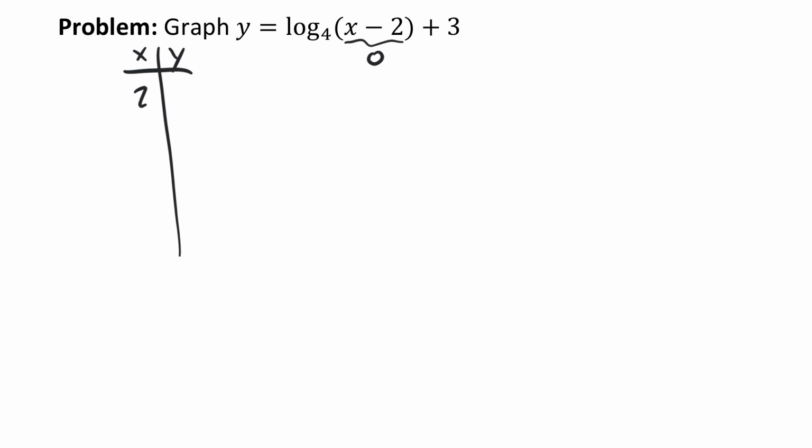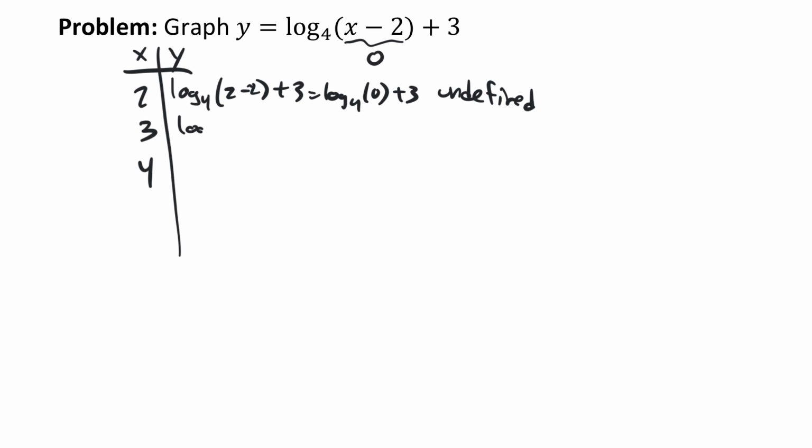Then we want the inside to be a 1. So let's just try 3. And we could try 4, see if that works. So when we plug in 2, we get log base 4 of 2 minus 2 plus 3. But of course, 2 minus 2 is 0. This is log base 4 of 0 plus 3. And we can't do undefined plus 3, so this is just undefined.